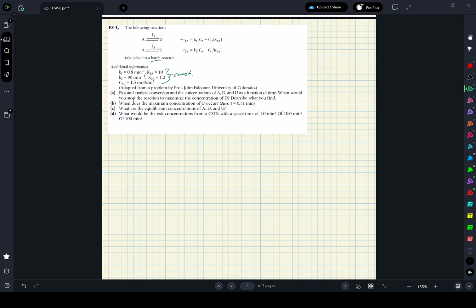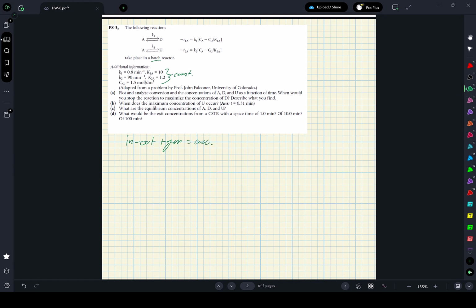It says to plot and analyze the conversion and concentrations of A, D, and U as a function of time. When would you stop the reaction to maximize the concentration of D? Describe what you find. So the first thing that we're going to want to do is start with a simple mole balance, right? So you can say in minus out plus generation equals your accumulation term.